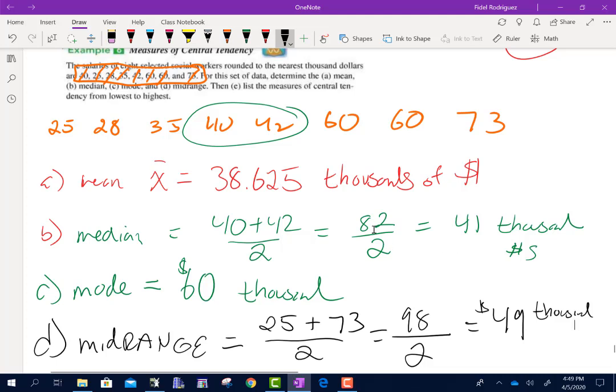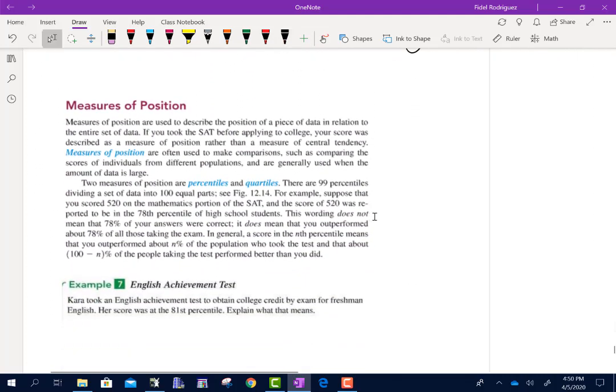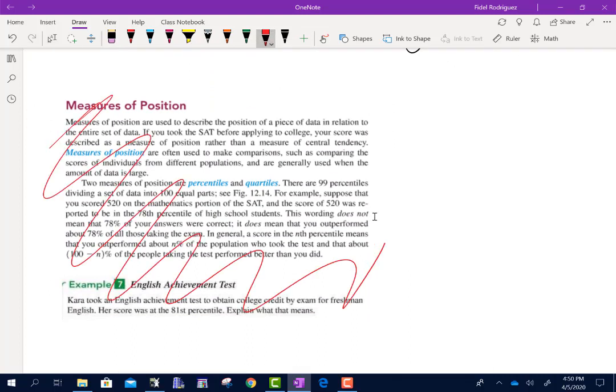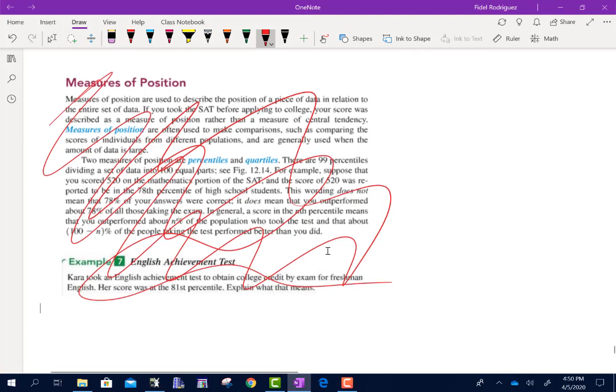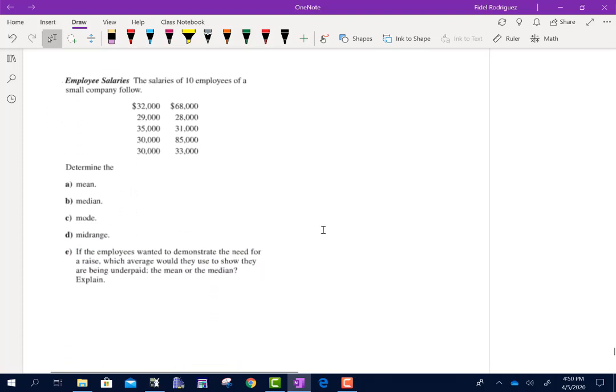Okay, so let me scroll a little bit. Guys, we're going to go ahead and skip measures of position for this part. So I'm going to go ahead and just leave that part out. And let's go ahead and go on to this next problem here. And you won't have a problem with measures of position, so don't even sweat it.